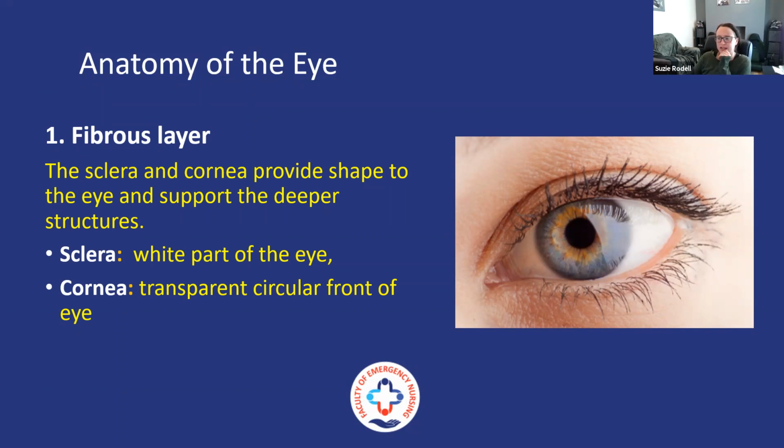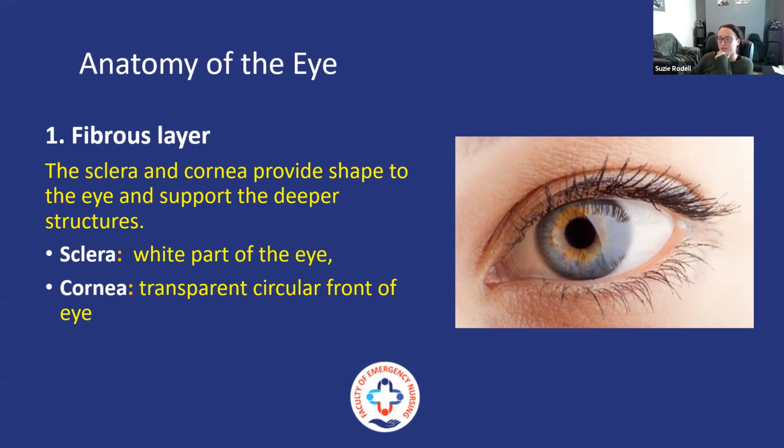And the fibrous layer is the very outer layer, and this is comprised of the white part of the eye, the cornea, which provides shape and support to the deeper structures. I'm sure you all know what the sclera is, the white part of the eye. It's continuous with the cornea and forms the external protective coat of the eye. It also protects the muscle attachments for the intraocular muscles and is made up of quite a thick fibrous material.